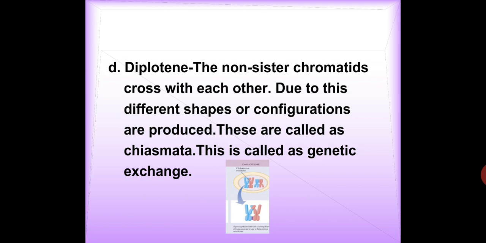Diplotene: non-sister chromatids cross with each other. Due to this, different shapes are produced which are called chiasmata. This is called genetic exchange. Point to remember, non-sister chromatids cross with each other.